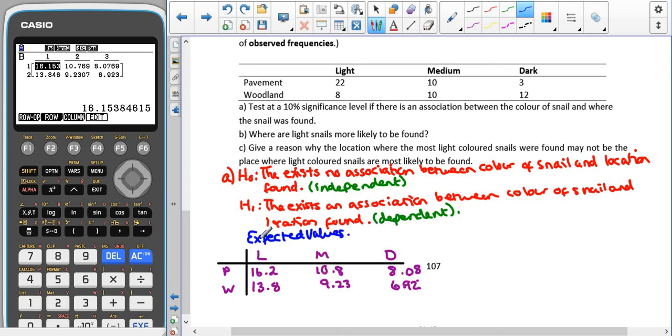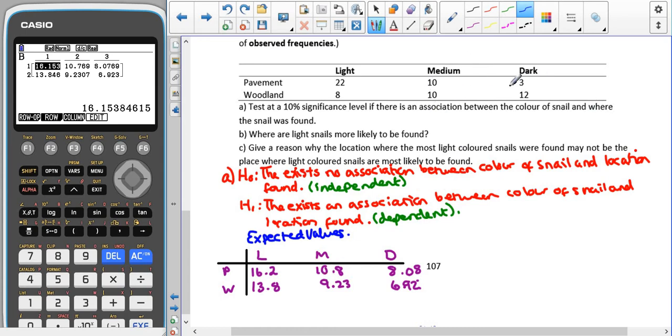So, if the location of the snails was completely random and they didn't have anything to do with what colour they were or what location they would be found in, we would expect to have the numbers that we found distributed like this. This is what we were expecting to find, and this is what we actually found. And if you wanted to, you could have a quick look between them to see what kind of things you could notice. For instance, medium had 10 and 10. Here it says 10.8 and 9.23. So they are quite close to 10 and 10.